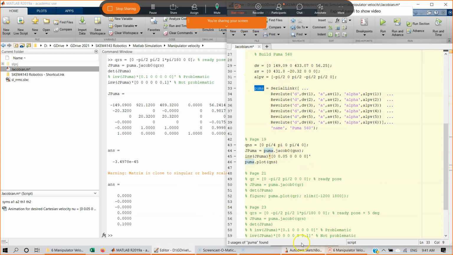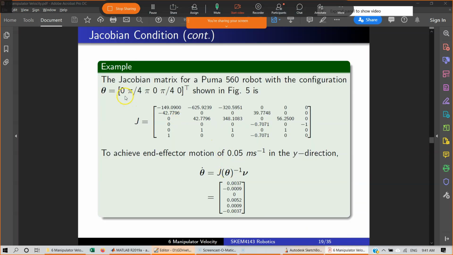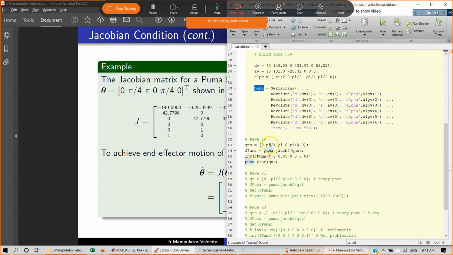The name is Puma. I want to give a configuration. The configuration is this one: 0, pi over 4, pi, 0, pi over 4, 0. Then there's a function in the toolbox called jacob0, which computes the Jacobian matrix. You can compute the Jacobian matrix by providing the configuration, all the joint angles. So this is my qn. I provide it here.